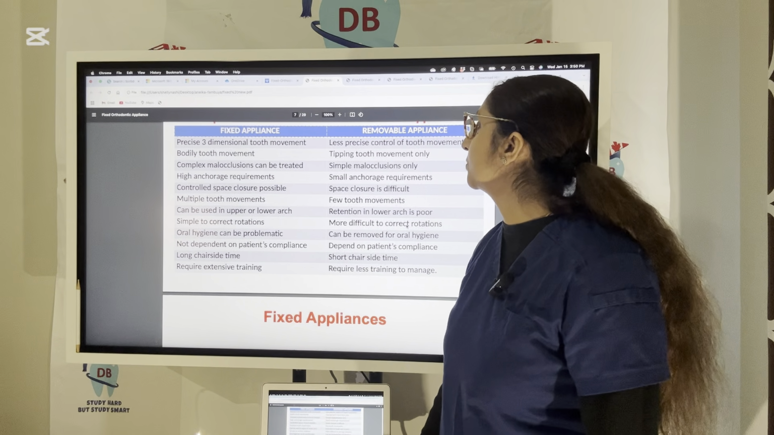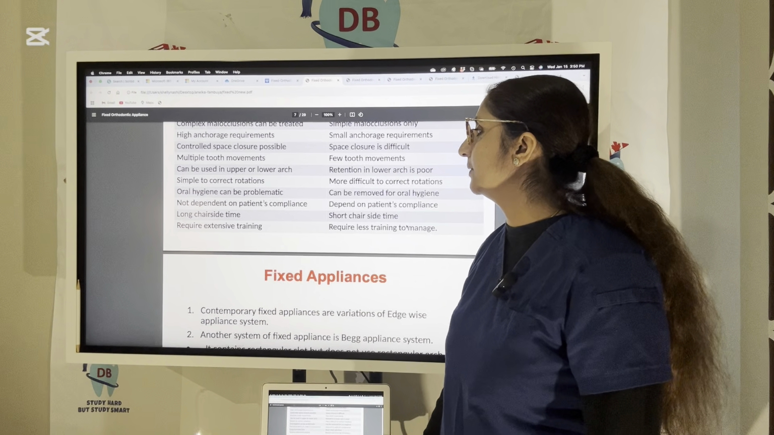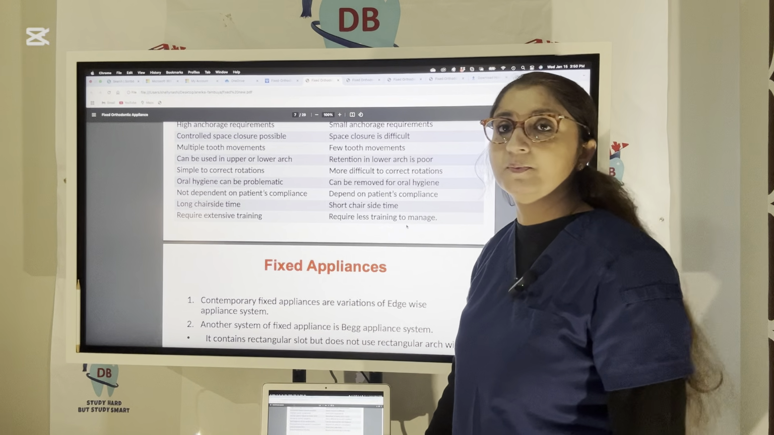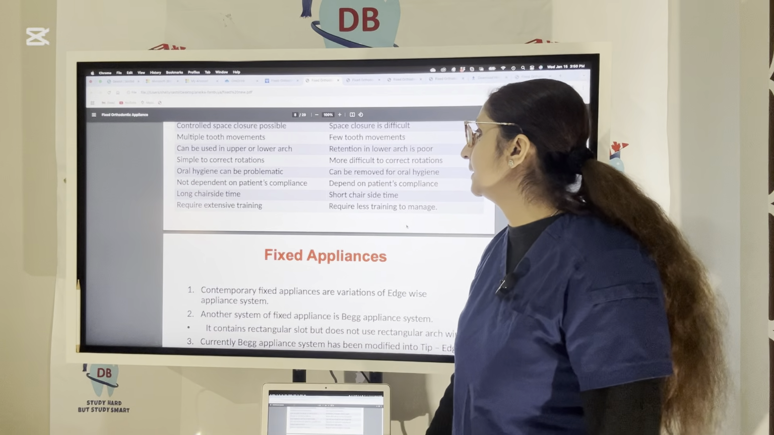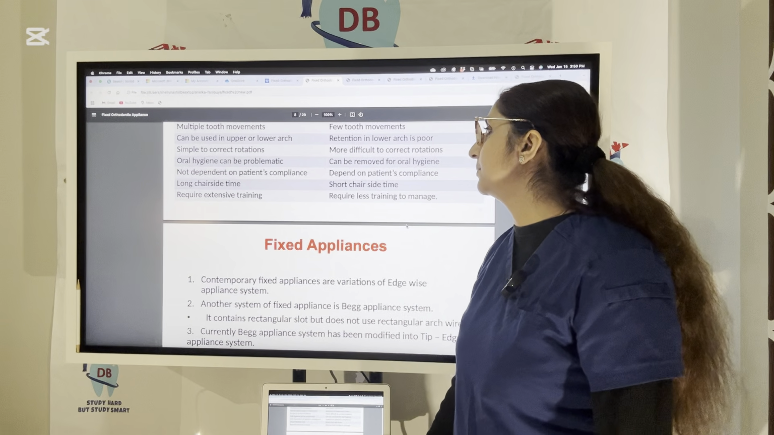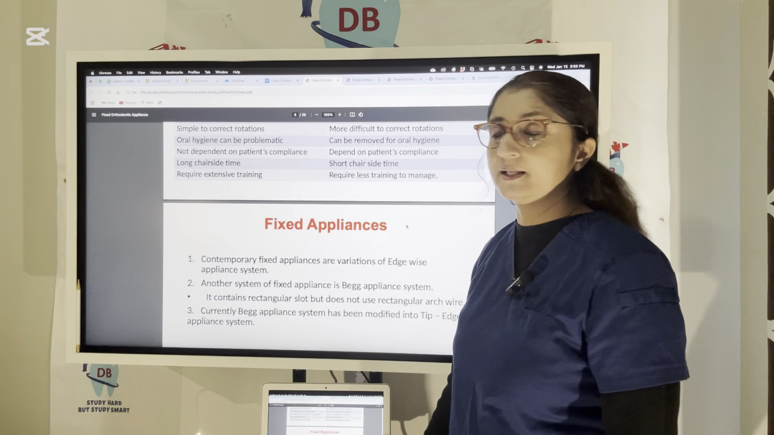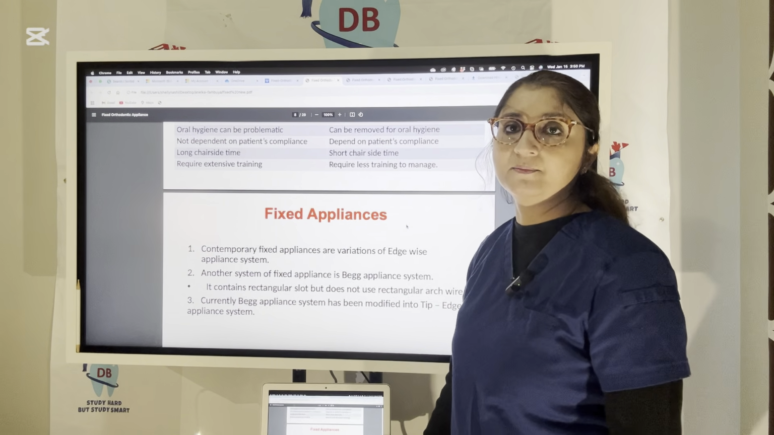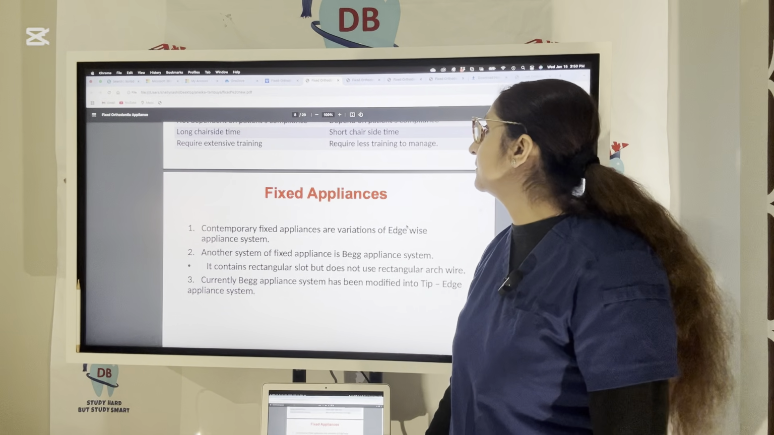Retention in lower arches is poor with the removable appliance. Simple to correct rotation with fixed, more difficult with the removable appliance. Oral hygiene can be problematic with fixed, and with a removable appliance the patient can always remove and clean it. Fixed is not dependent on patient compliance because it is fixed, but removable appliance entirely depends on the patient to wear it or not. Long chair side time with fixed, short chair side time with removable because it just comes from the lab, and fixed requires extensive training to give.